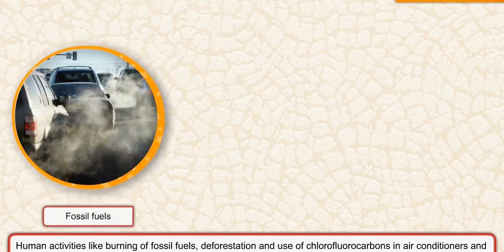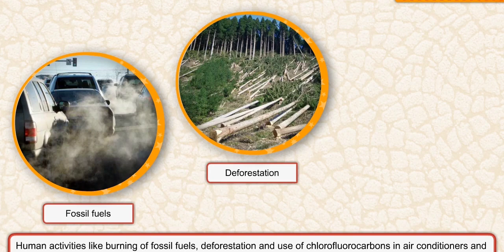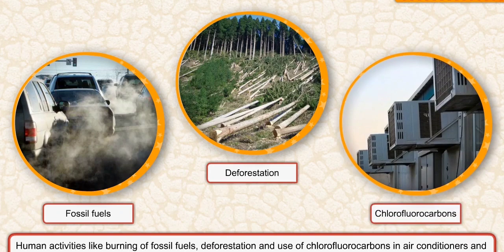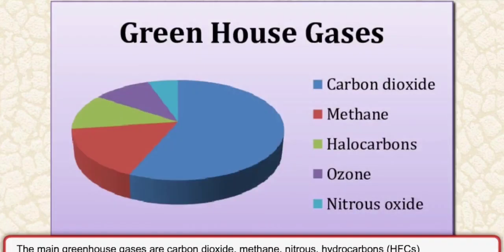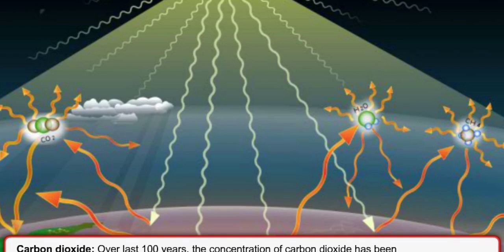Human activities like burning of fossil fuels, deforestation, and use of chlorofluorocarbons in air conditioners and refrigerators are increasing the concentration of greenhouse gases in the atmosphere, leading to global warming. Greenhouse gases. The main greenhouse gases are carbon dioxide, methane, nitrous oxide, hydrocarbons, and ozone.